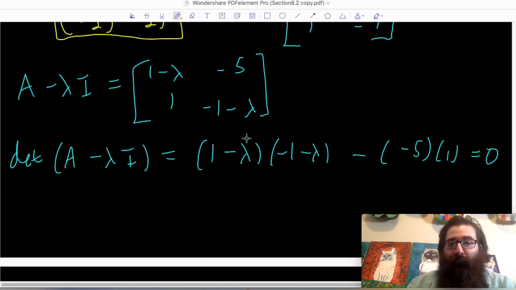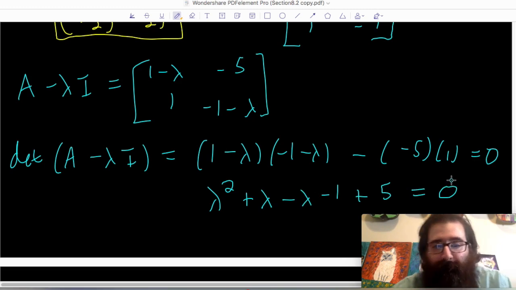Distribute out. So here if we FOIL, negative lambda times negative lambda gives us positive lambda squared. Negative lambda times negative 1 gives us plus lambda. 1 times negative lambda gives us negative lambda. 1 times negative 1 gives us negative 1. And then minus a negative is plus. 5 times 1 is 5 equals 0.